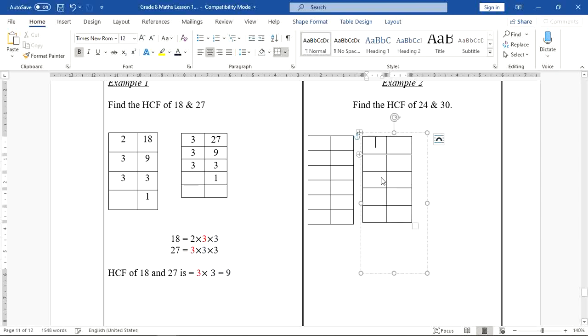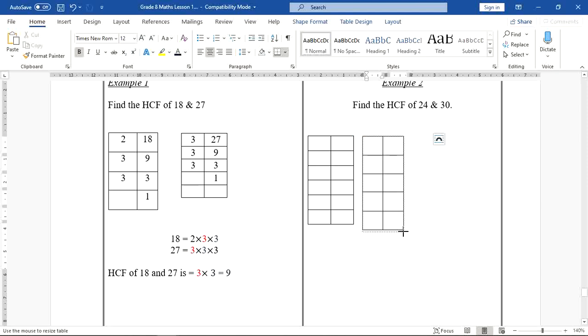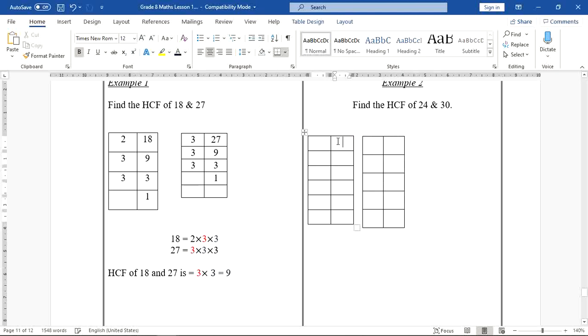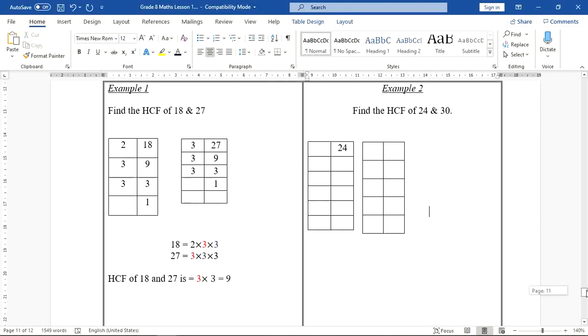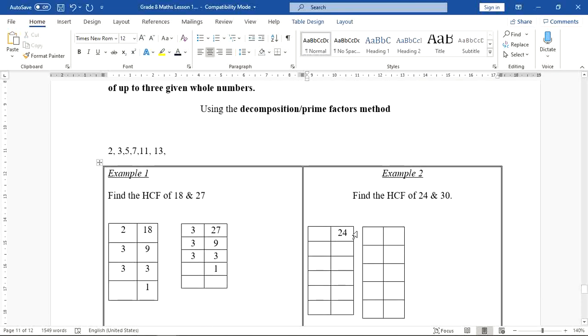Sweet. Let's start breaking up each number as a product of its prime factors. Let's do this. So we start with 24. The smallest prime factor that can divide 24 will be 2. Although 3 can go in, you should always start with the smallest one. So 2 goes into 24 12 times.